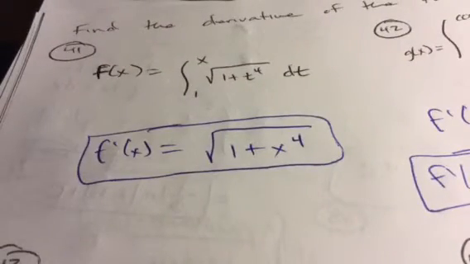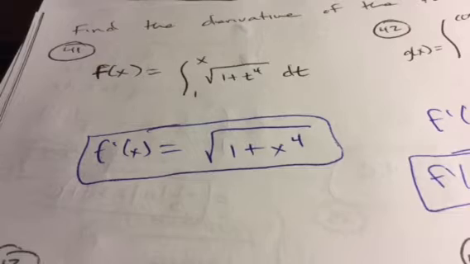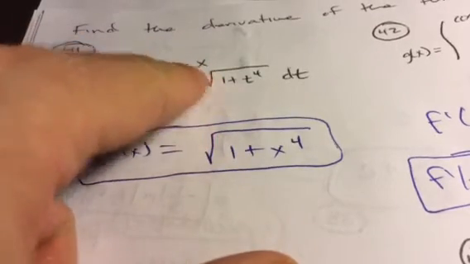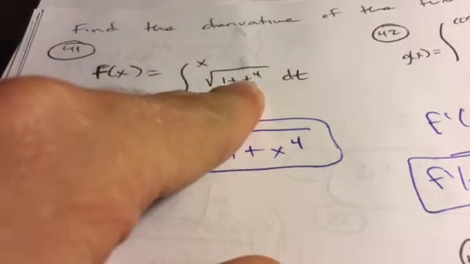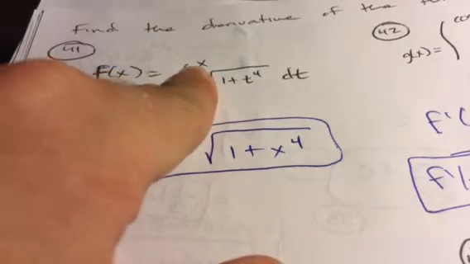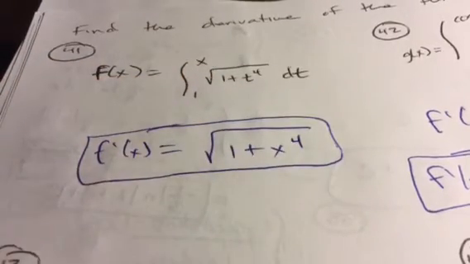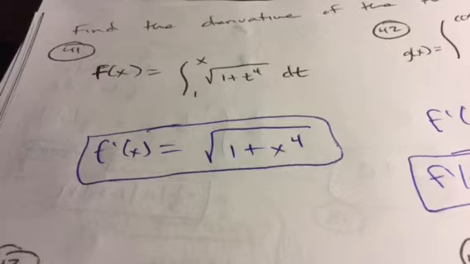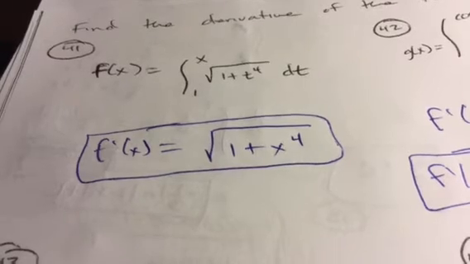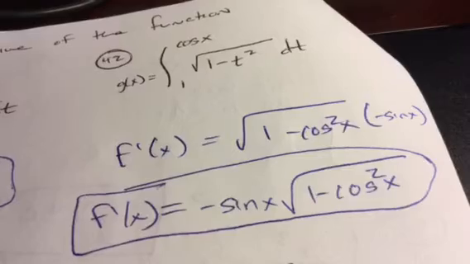Folks, this is just the fundamental theorem of calculus part 1. I want to take the derivative of an antiderivative. So if I go from a to x, I just plug x in for t, and I take the derivative of that upper bound, which is just 1. So it's literally that f prime of x is the square root of 1 plus x to the 4th.